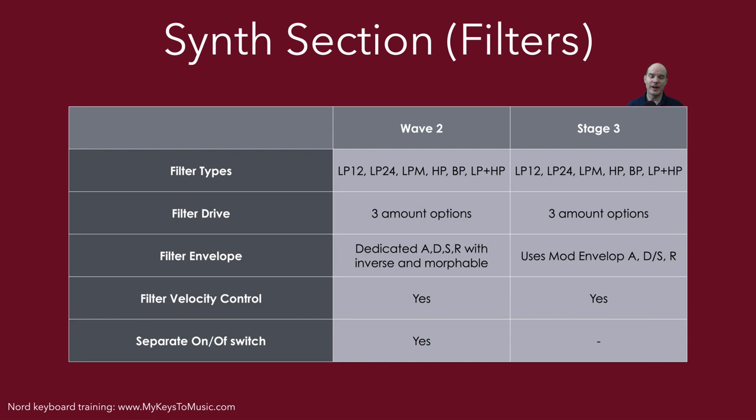That on-off button, by the way, is actually morphable with the impulse morph, which is something you can't even begin to do on the Stage 3. So that is an interesting option there that might go unnoticed at first blush.